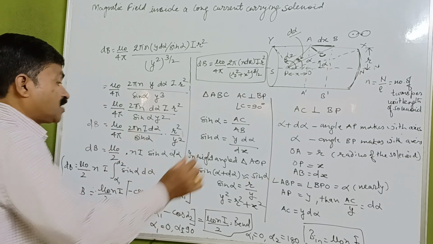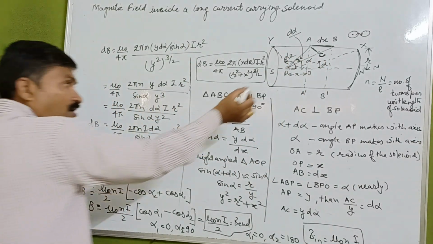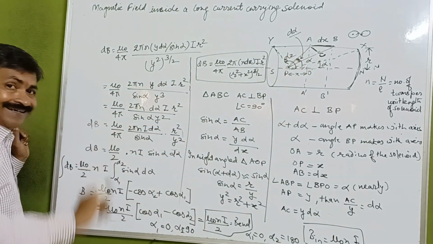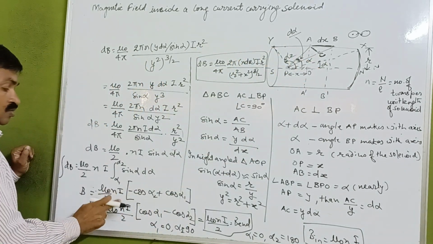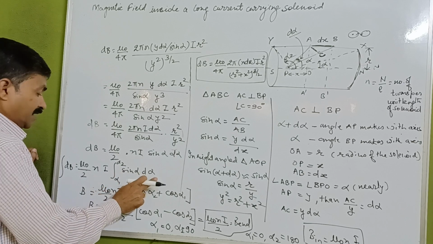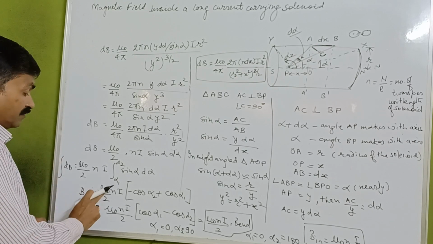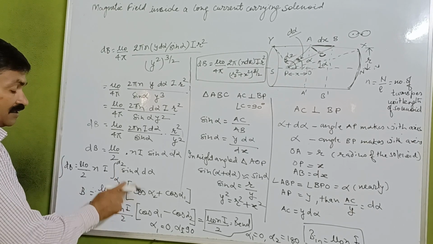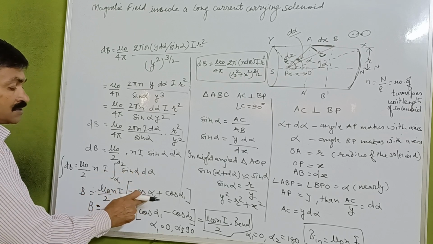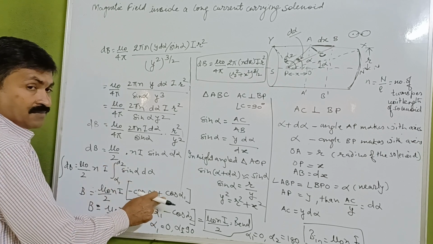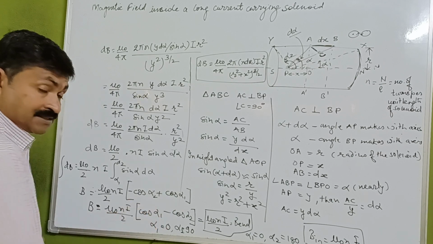Now we have got this value because of d alpha, only for a small angle. If we talk about the whole angle, then we have to integrate it. So we have taken the integration from alpha 1 to alpha 2, sin alpha d alpha, mu naught upon 2 n I. So B, integration of this, is mu naught n I upon 2, and when we integrate we will get minus cos alpha, and we substitute the limits: minus cos alpha 2 plus cos alpha 1. So finally we have got mu naught n I upon 2 times cos alpha 1 minus cos alpha 2.